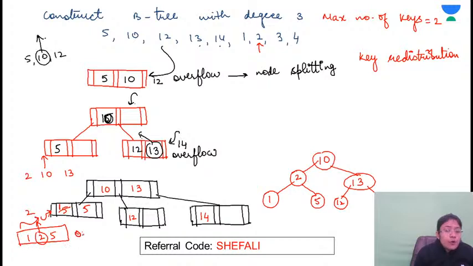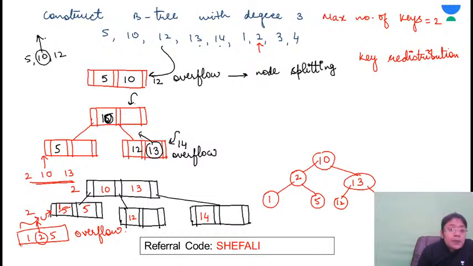If it's a case of overflow, then node splitting will take place. Node splitting will be done on the basis of the middle element. Middle element is 2. So 2 is going above. So when 2 is coming here, on the left of 2 we have 1 and on the right of 2 we have 5. That's fine. But when you are trying to insert 2 here, 2, 10, 13, 3 keys are possible in one node. Are these possible? This is not possible.